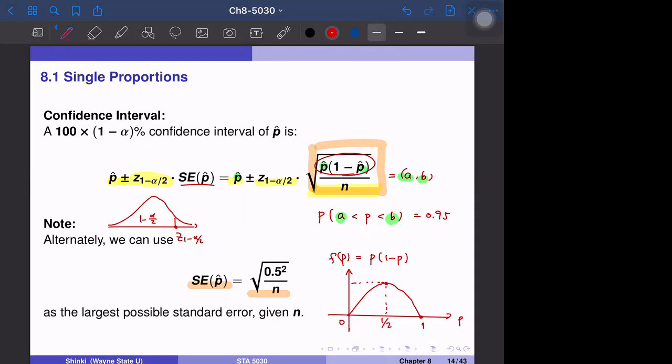Or we can say that 50% is the most variable. p equal to 0.5 gives the most uncertainty, the most variability. So that's why using 0.5 is on the safe side.